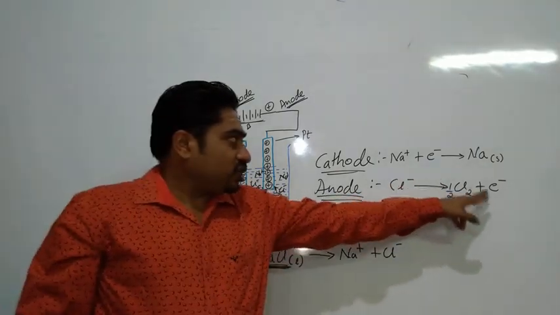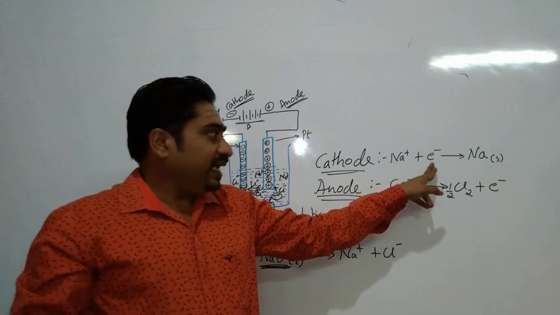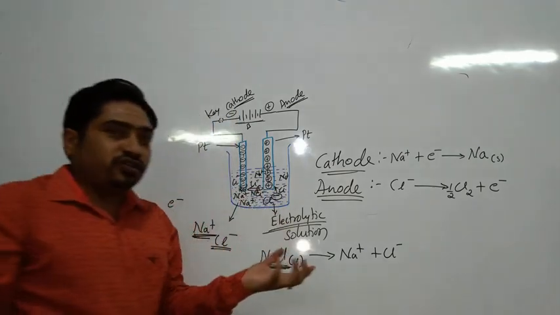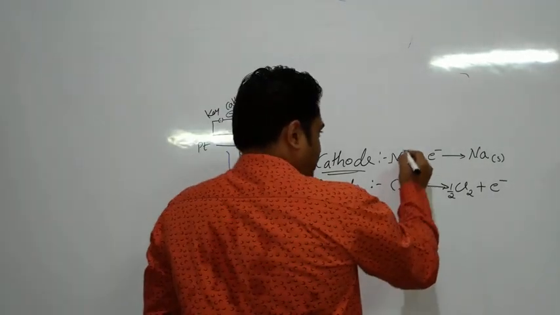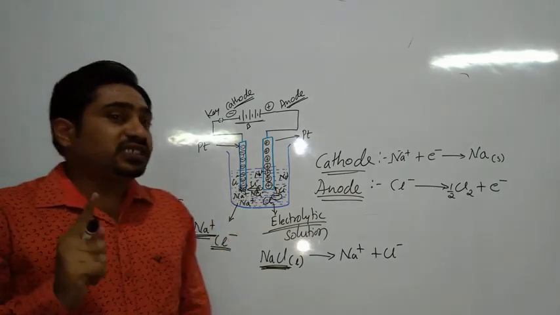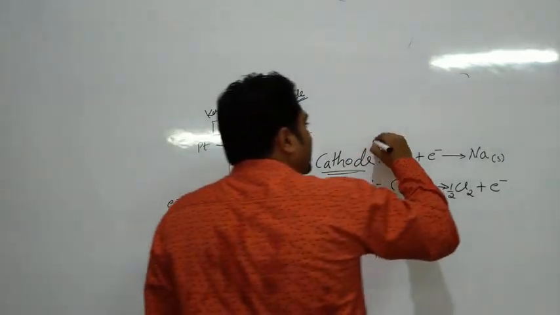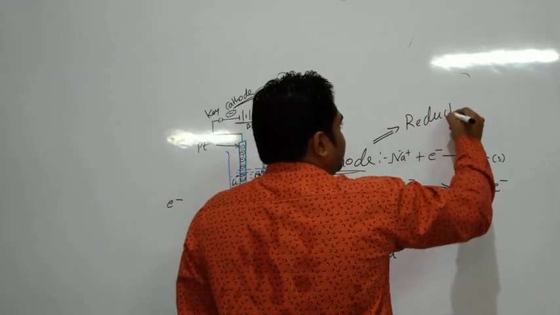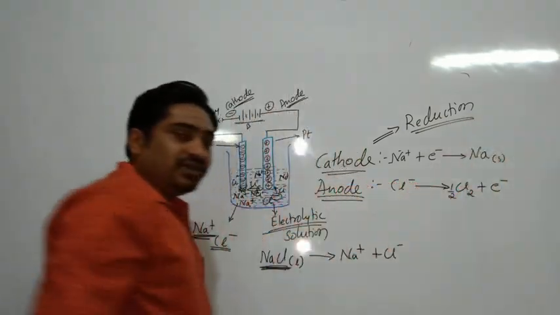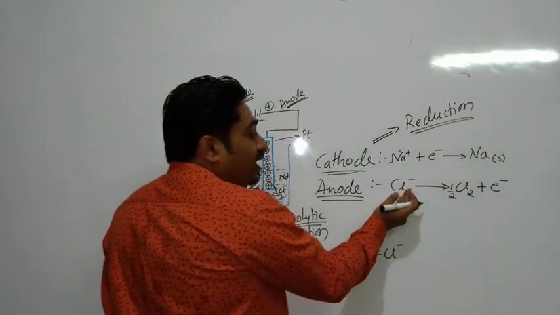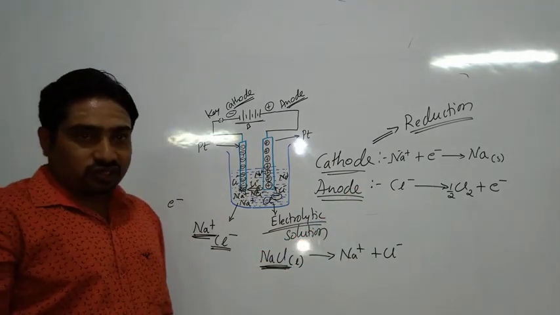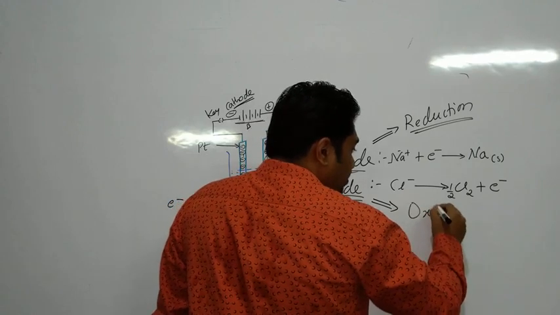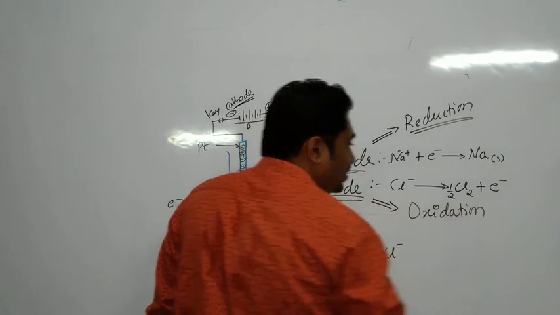Chloride ion will lose an electron and sodium ion will gain an electron. So in these two reactions, can we define these two in terms of redox reaction? Yes. Do you remember? Addition of electron is called reduction. So the reaction taking place at our cathode is nothing but a reduction reaction. And here the chloride ion is losing its electron. So this is nothing but loss of electron. This is an oxidation reaction.